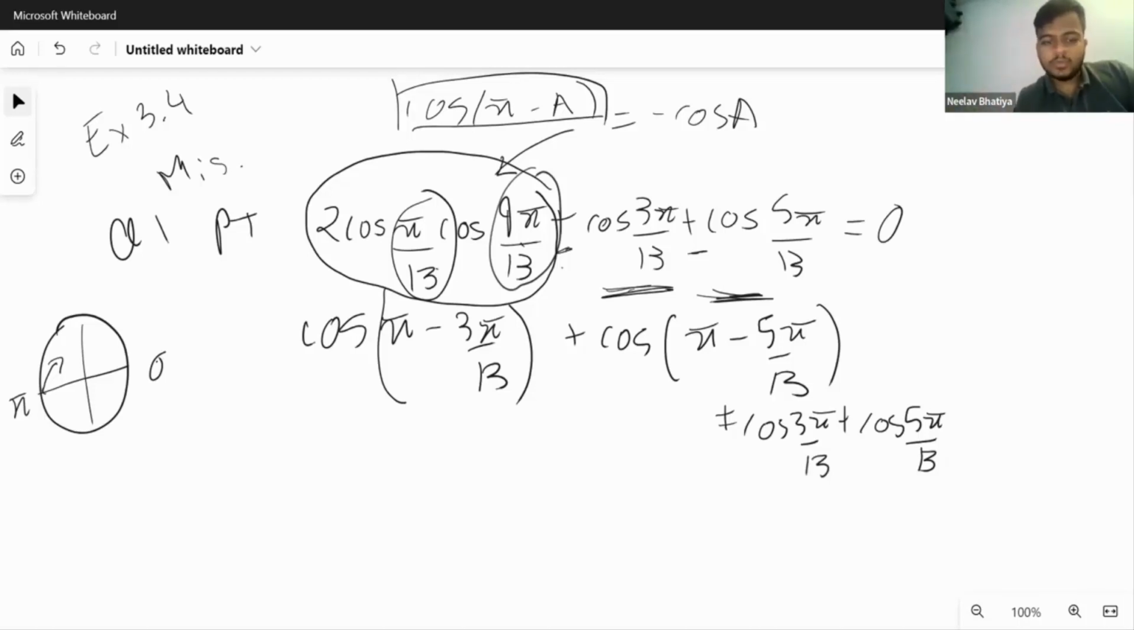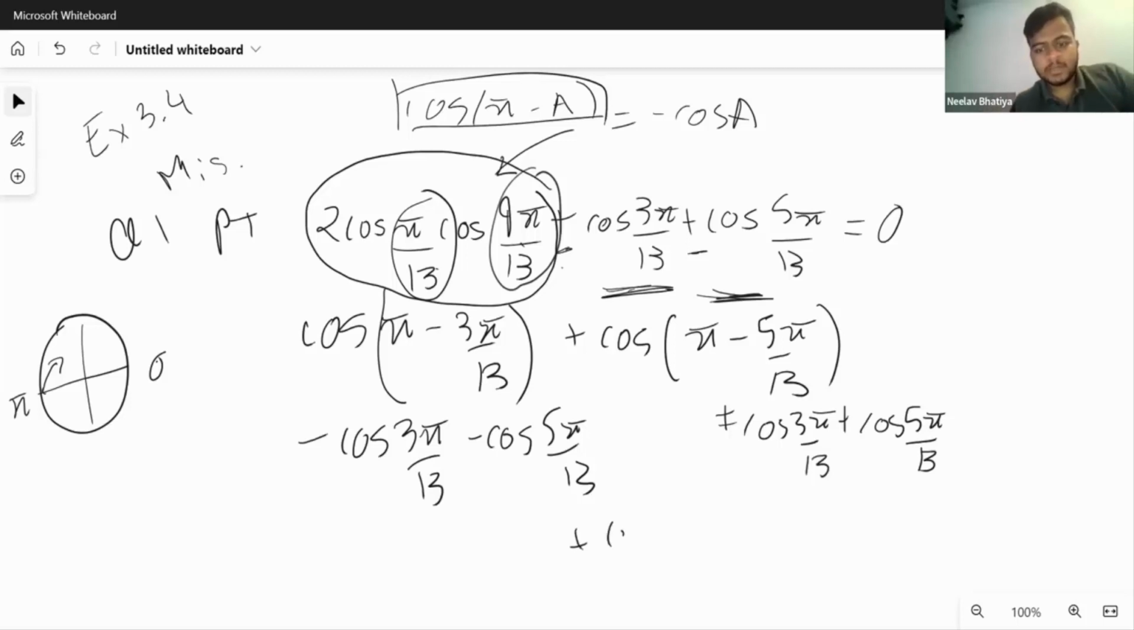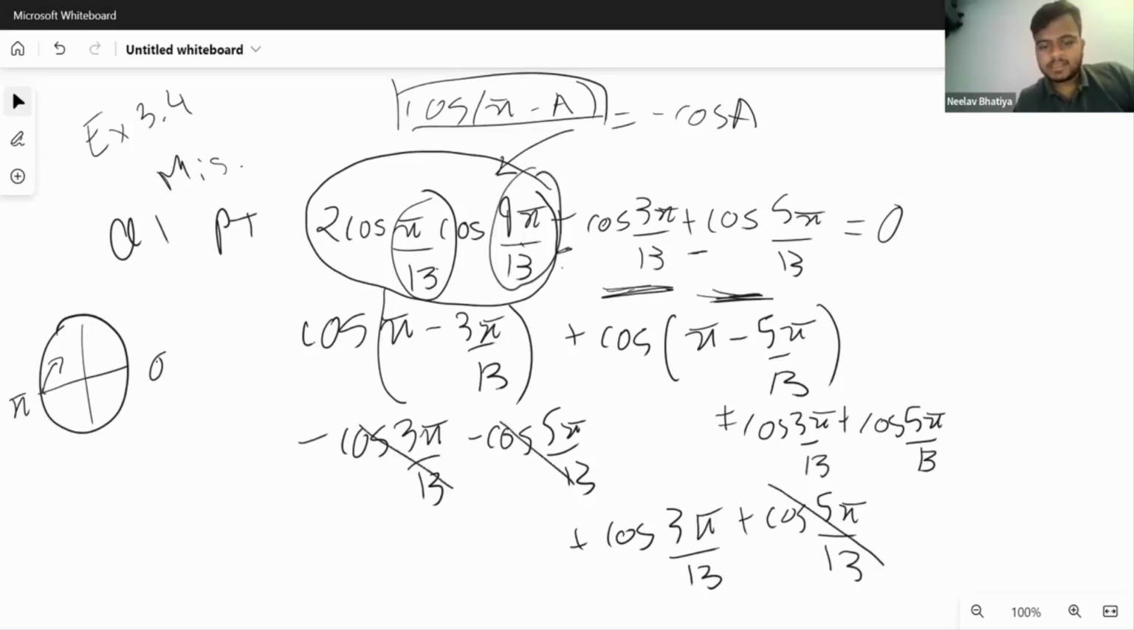So this in essence would reduce to minus cos 3 pi by 13. And this using the same formulation would reduce to minus cos 5 pi by 13. This entire exercise might seem very tedious to you right now, but trust me, if you do this, you'll be able to articulate your answers much better. Plus cos 3 pi by 13 plus cos 5 pi by 13. Correct. I've written these two terms as is. Now this cancels with this, this cancels with this, equates to 0. That is our RHS, and the question is solved.